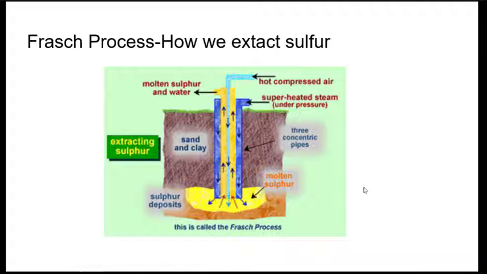We get sulfur through the Frasch process, where basically they put crazy high pressure, super hot steam down tubes into the ground where they know sulfur is. That melts the sulfur, and that pushing and the melting pushes the sulfur and water back up out of the ground where they can then use it.